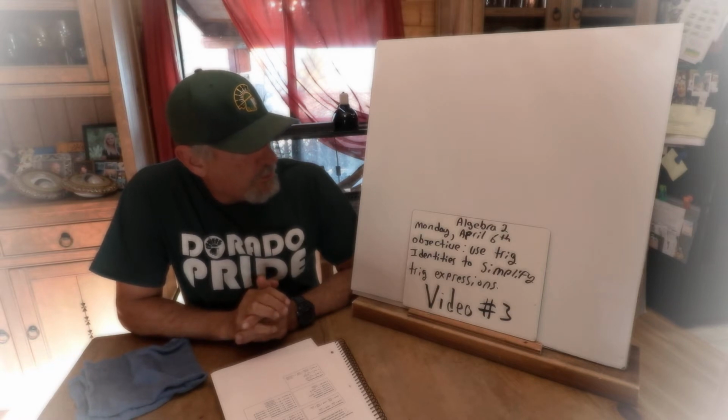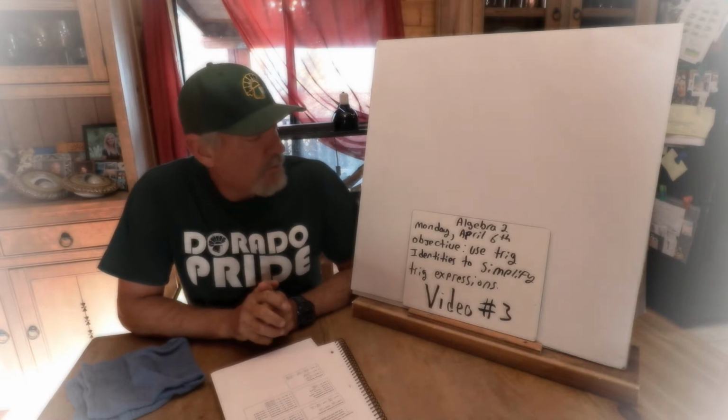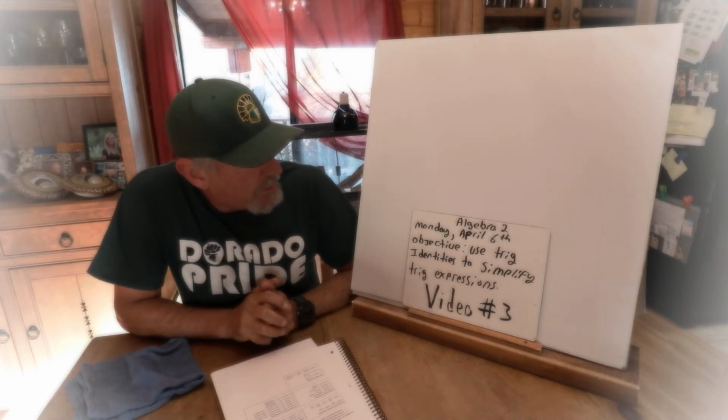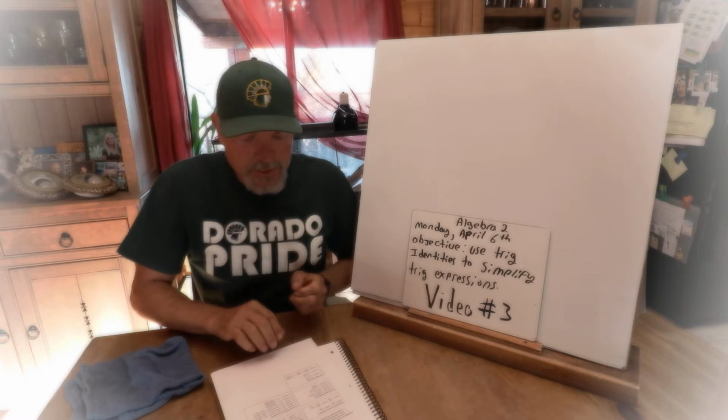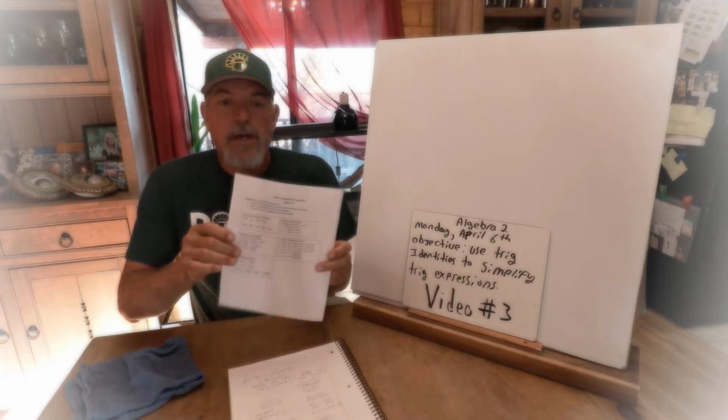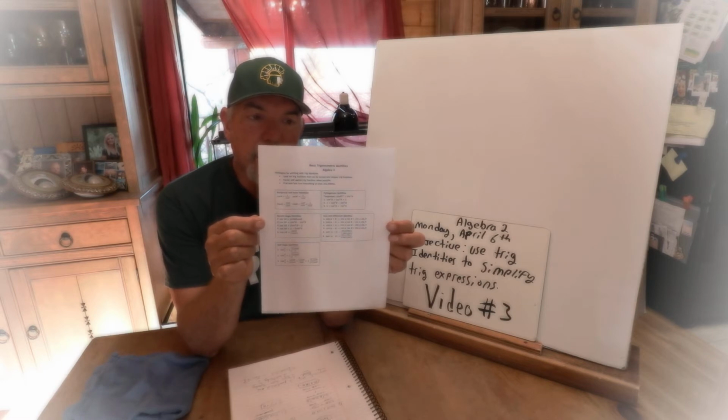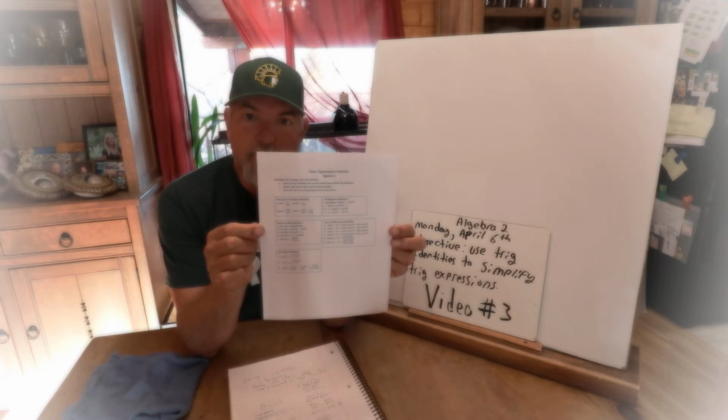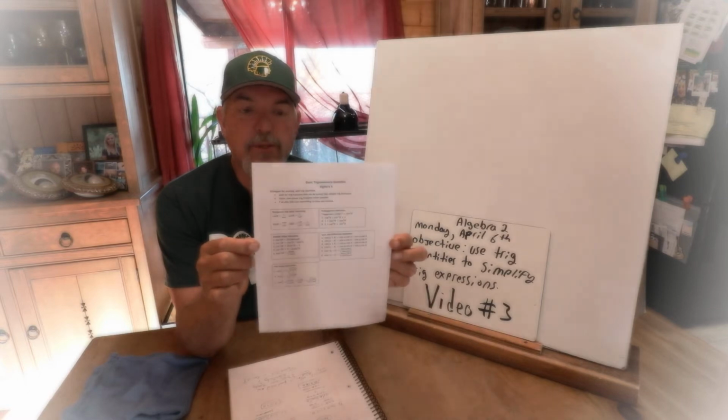This is Algebra 2. It's Monday, April 6th, and our objective is to learn to use the trig identities to simplify trig expressions. Under the Algebra 2 information, there's a page called Basic Trigonometric Identities. You will need this for the assignment. Just keep this beside you while you're doing the problems.